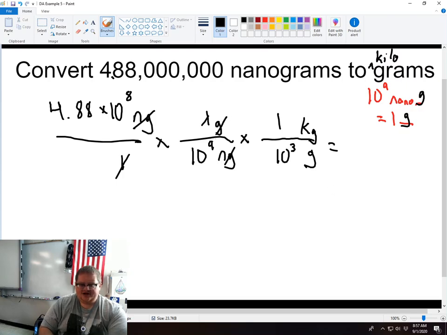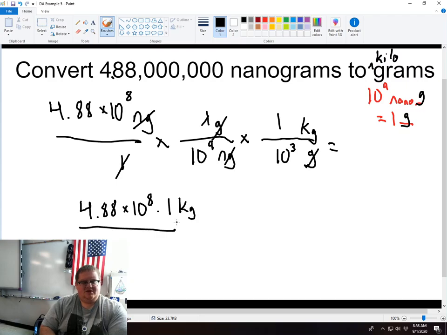Well, let's see if I'm done. Grams cancel. I don't see anything else to cancel. So I would end up with kilograms, which is the unit I want. So now I just simply need to do the math. I'll do it down here. So it's going to be 4.88 times 10 to the 8th times 1 kilogram. On the bottom, I remember I canceled those ones, so not that big a deal, but I did do it, times 10 to the 3rd.